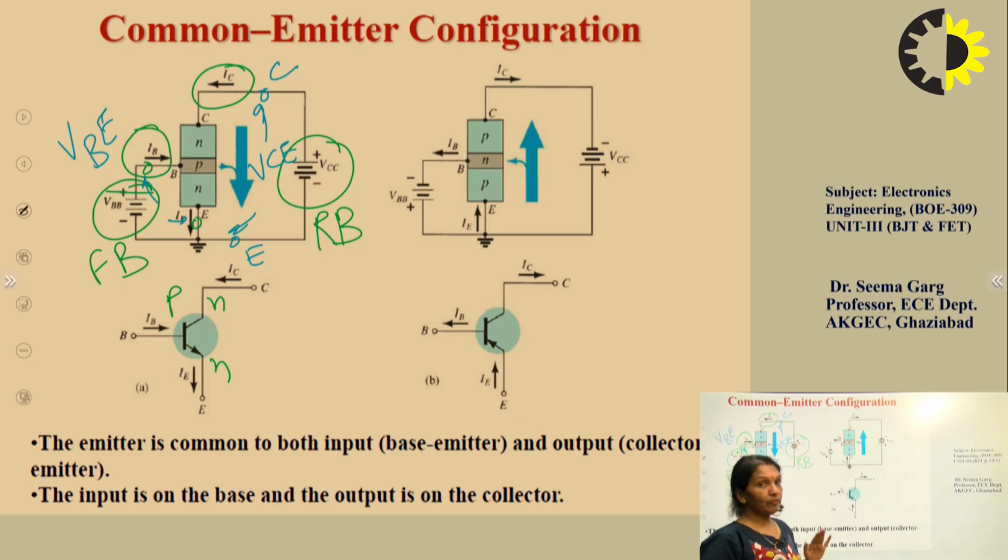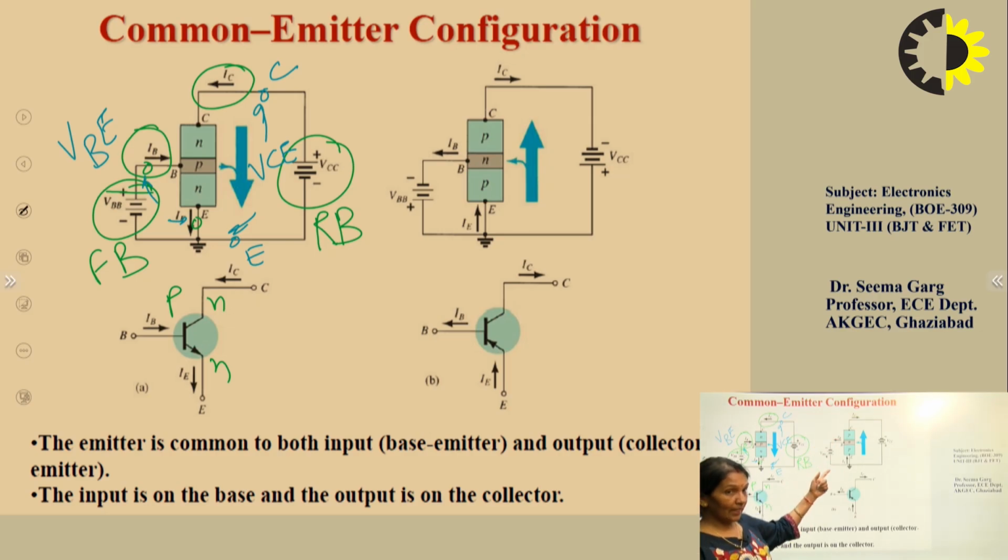And now we have to draw the input and output characteristics of the common emitter amplifier, which is used for audio frequency signal amplification, or we can say low frequency signal amplification. This is the circuit diagram of the common emitter amplifier. This is also a circuit diagram of a common emitter amplifier, but in this case we have taken the NPN transistor.